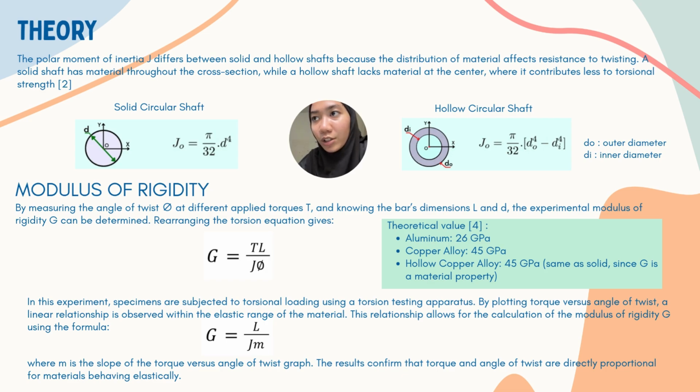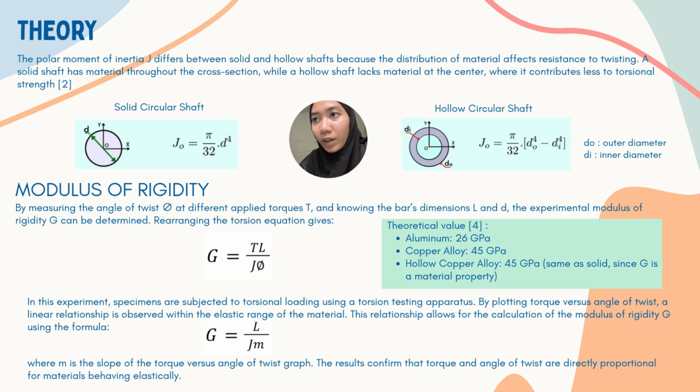For a hollow circular shaft, J equals pi over 32 times (do to the power of 4 minus di to the power of 4), where d is the diameter for a solid shaft, do is the outer diameter and di is the inner diameter for a hollow shaft. A solid shaft has material throughout, offering higher resistance to twisting, while a hollow shaft lacks central material and thus has less torsional strength.